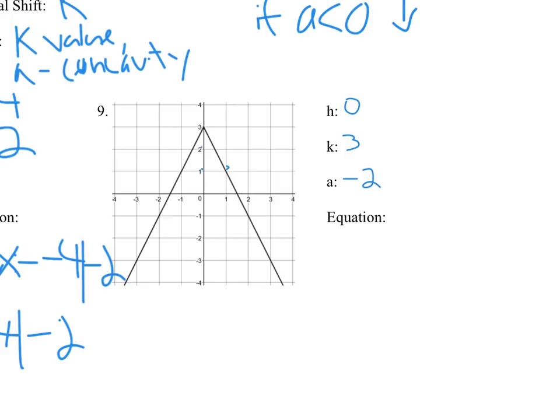So then our equation becomes y equals our a, which is -2, times absolute value of x minus our h, which is 0, and then plus k, which is 3. So we get y equals -2 absolute value of x, plus 3.